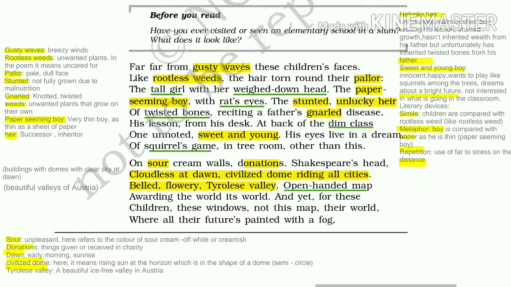So it says, and yet for these children, these windows, not this map, their world, where all their futures painted with a fog. What the poet wants to say here is that their world is what they see through their windows, because that is the world they know, they understand, they recognize, and they are familiar with. But even in that world, their future is full of uncertainty. It says their future is painted with the fog. You know how the fog is. Nothing is visible in fog. Everything is unclear. In the same way, their future is also unclear. It is full of uncertainty.